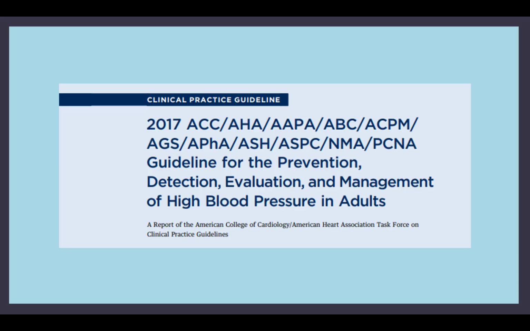Throughout this lecture, we're going to be going back and forth between the M.A.A.R.I.E model and an actual guideline to make it clearer in what we're discussing as we go along. So for this class, we'll be looking at the 2017 guideline for the prevention, detection, evaluation, and management of high blood pressure in adults. This is the most current guideline on hypertension from this group. However, there are other hypertension guidelines from other groups.